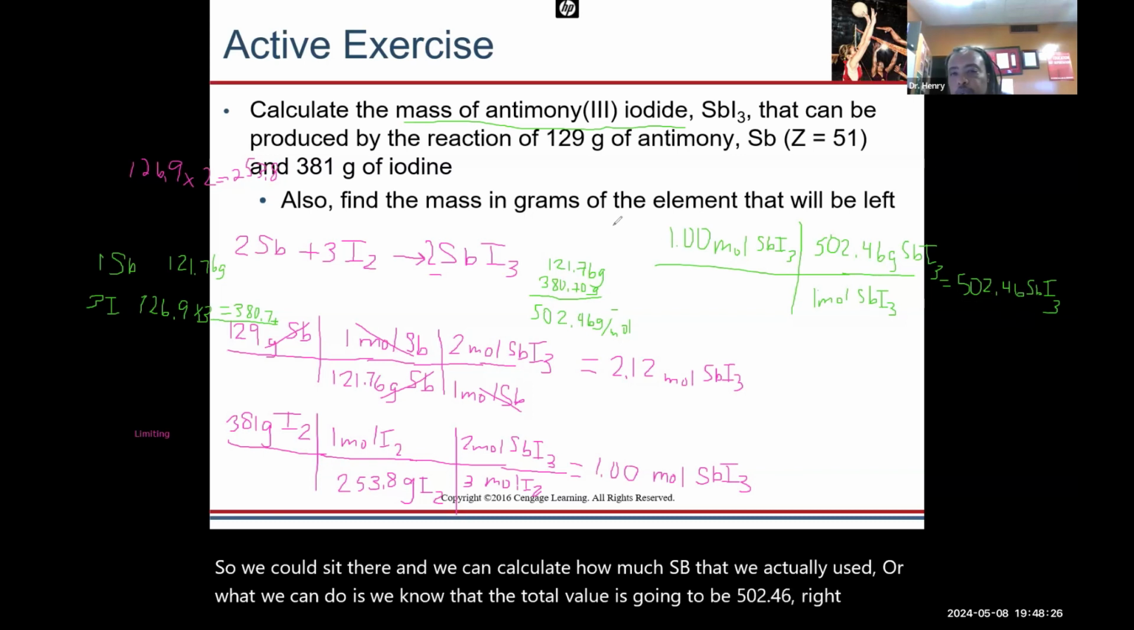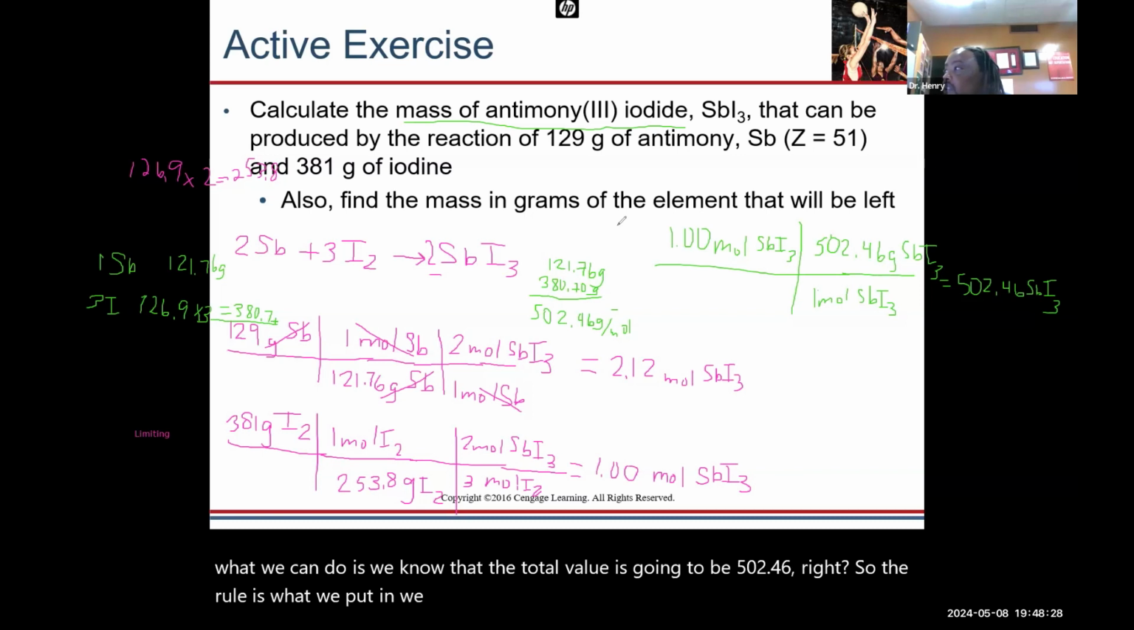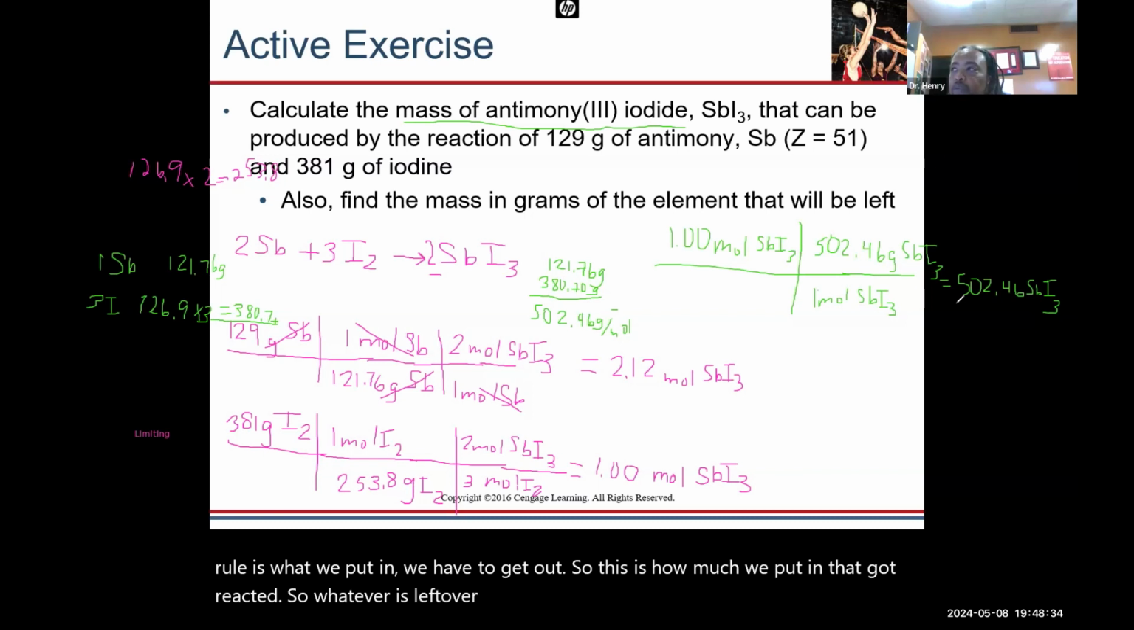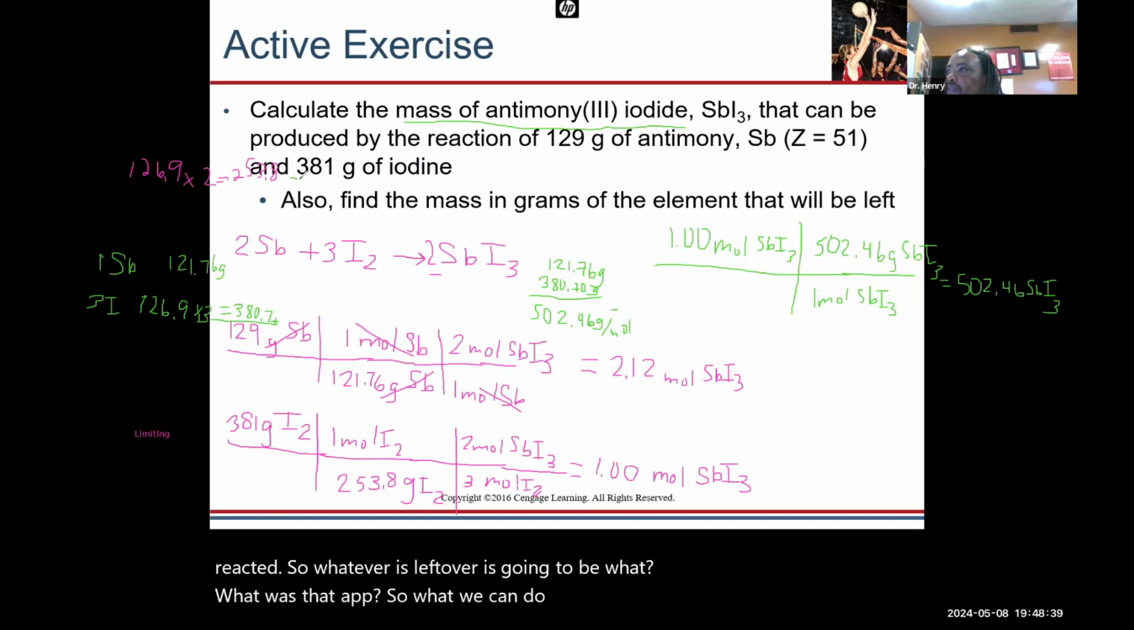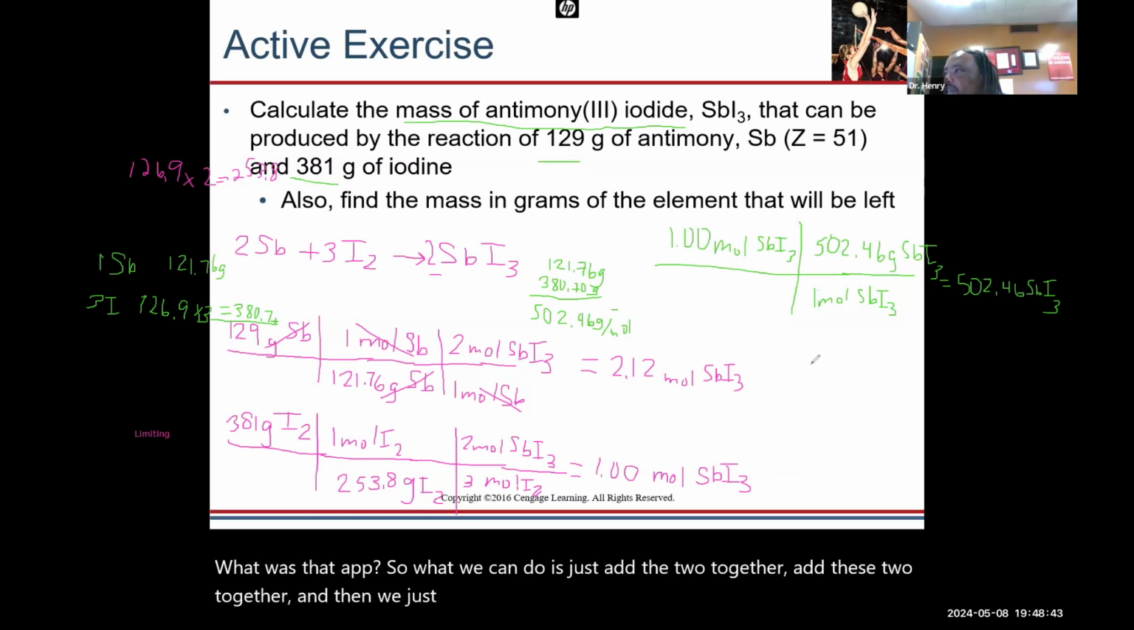So the rule is what we put in, we have to get out. So this is how much we put in that got reacted. So whatever's left over is going to be what was left out. So what we can do is just add the two together. Add these two together, and then we just subtract our value here.